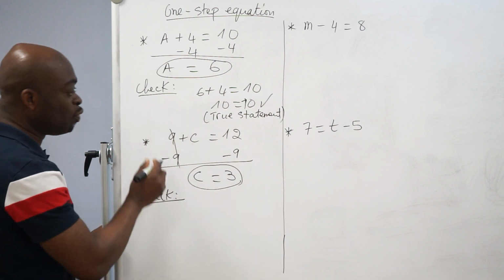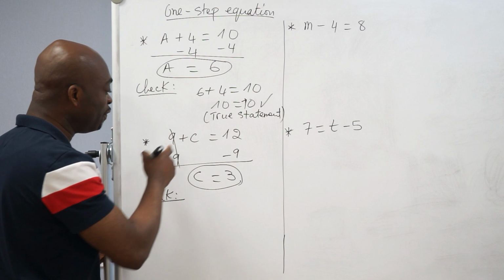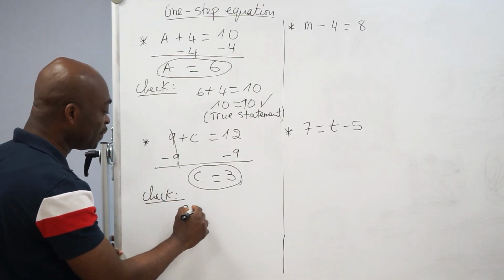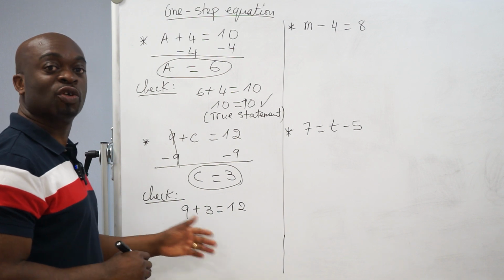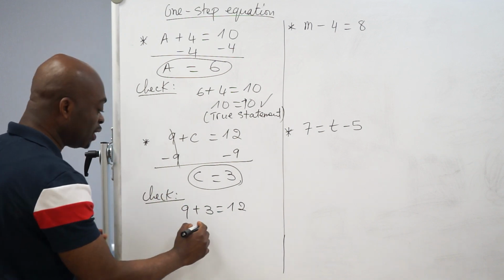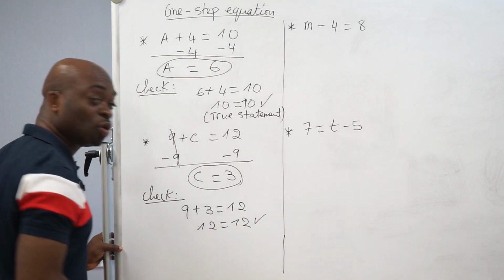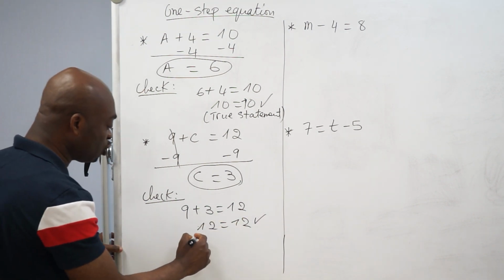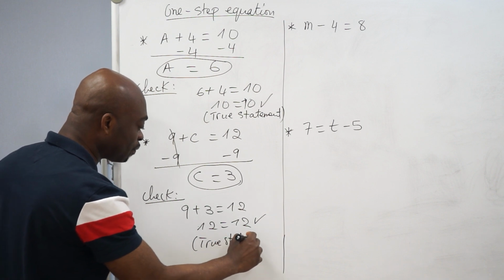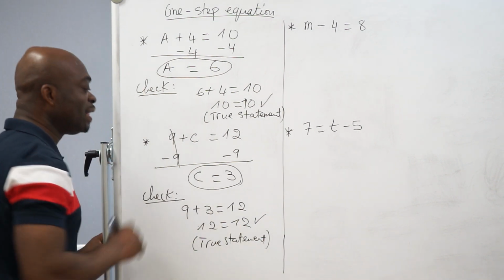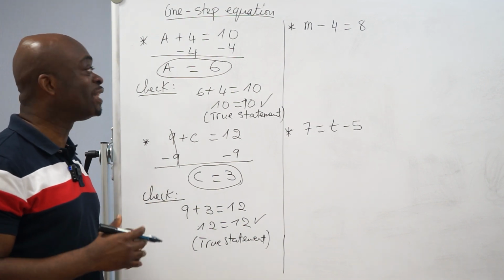To check it, we always go back to the original equation, which is 9 plus C equals 12. So that means what? It's going to be 9, and then C is 3, equals 12. All right? So 9 plus 3 is 12. So this is 12 equals 12. And then this also checks out. So this also is a true statement. So that means C is definitely equal to 3. All right? So this is how we deal with them.